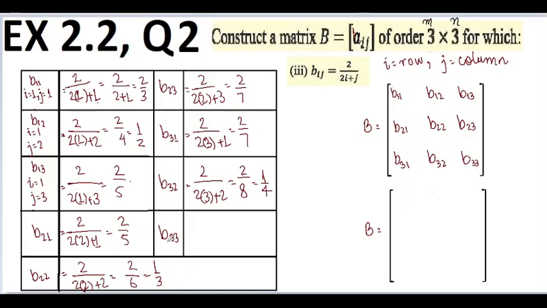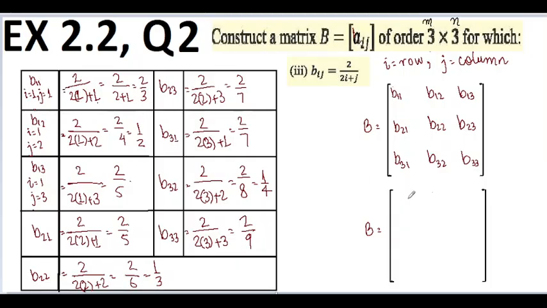And then the last term would be 2 divided by 2 into i is 3 plus j is also 3. So we get 2 into 3 gives us 6 plus 3 gives us 9. So 2 by 9. We found the values of all the elements of matrix B. So we are going to put them over here. The first one here is 2 by 3.